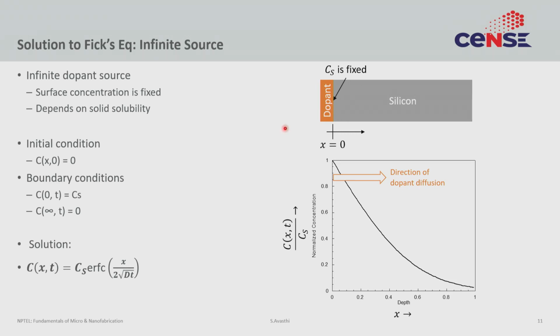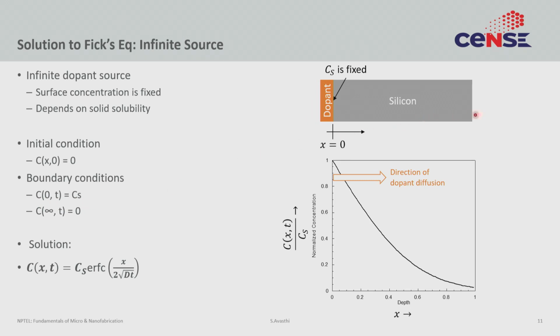If you take that extreme case, then the initial condition is very simple. Inside silicon there was no dopant, so C(x) at t equal to 0 was 0 everywhere. The boundary condition is also relatively simple. At the starting point you have some concentration, but that concentration will not change with time. So, at x equal to 0 the concentration will remain fixed irrespective of time.